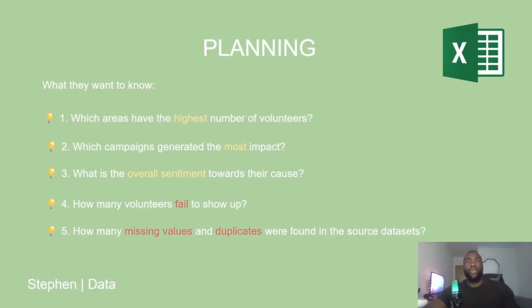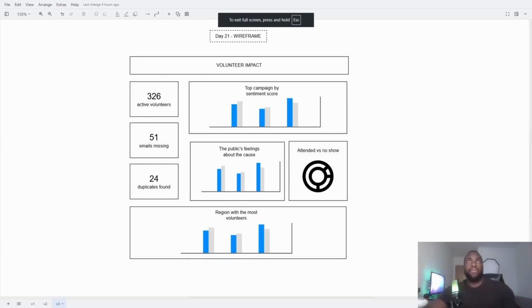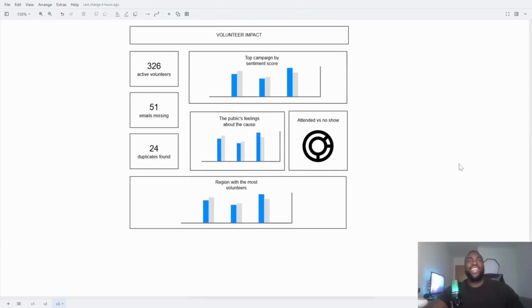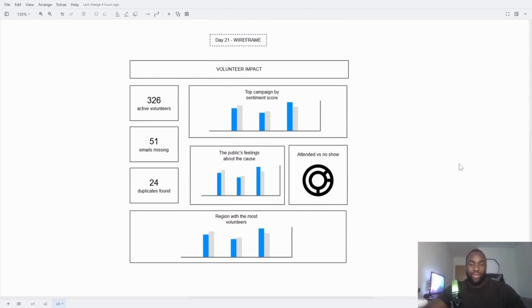Let me actually show you what the wireframe for this looks like. And as you can see, this is the wireframe. It contains the visual layout of what we're about to build. We have the volunteer impact title at the top. We have the KPI scorecards to the left, and the top campaign by sentiment score to the top right. And then we have the public sentiment in the middle.